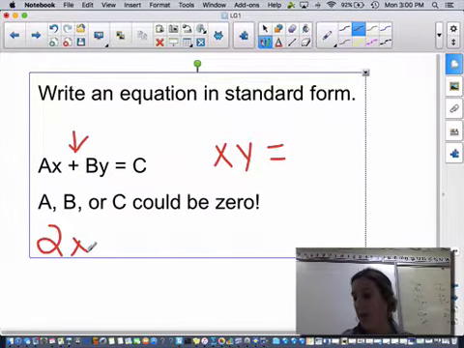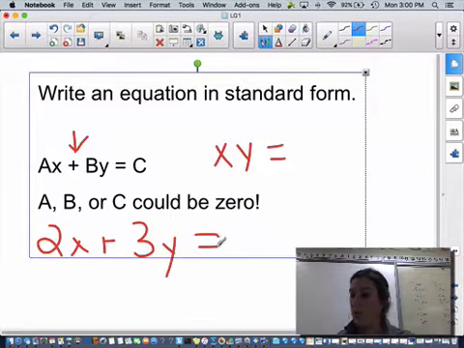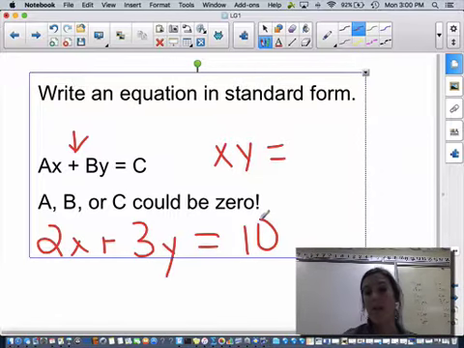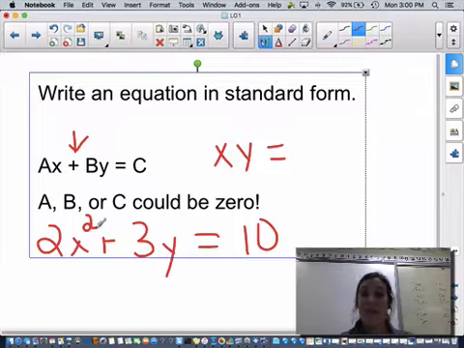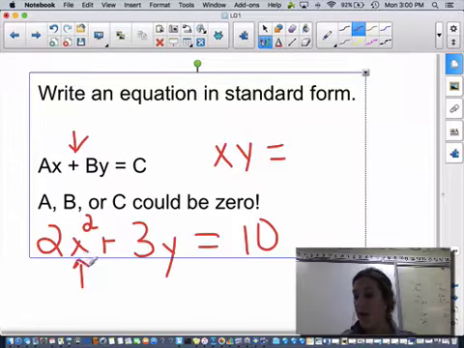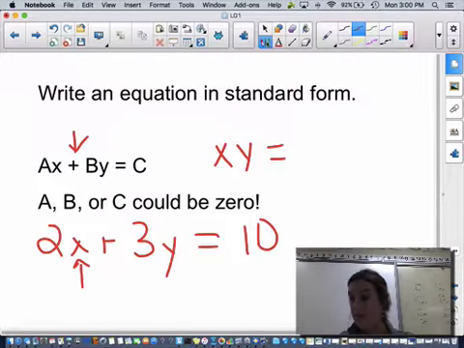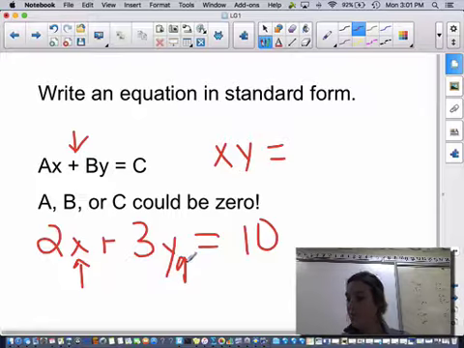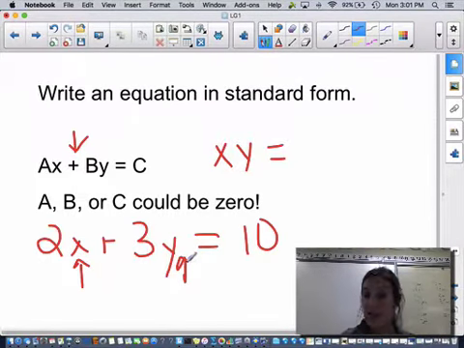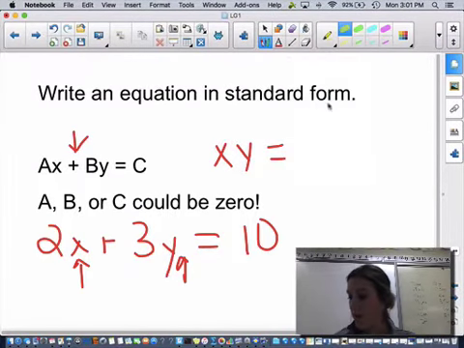So I could have 2x plus 3y equals 10. I can write that in standard form, so that would represent a linear function. Now, if I add an exponent here, it is no longer a linear function. So for it to be a linear function, we have to have our x value to the first power, and our y value has to be to the first power, and we cannot have x in the denominator. So we have to be able to rearrange the equation into standard form like what I have here.